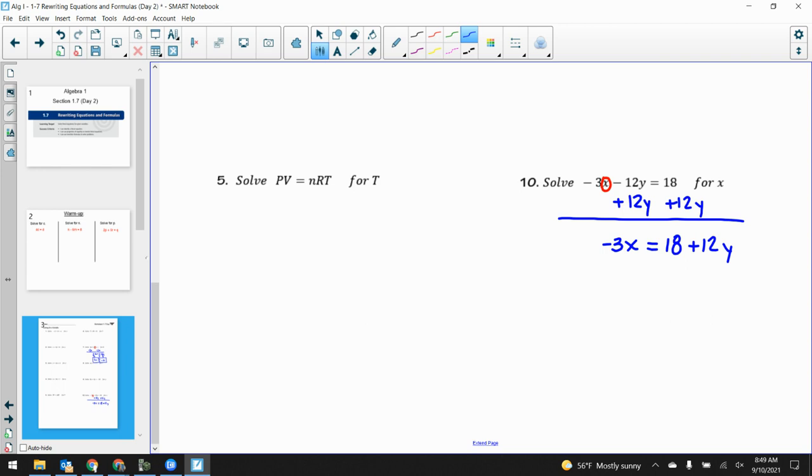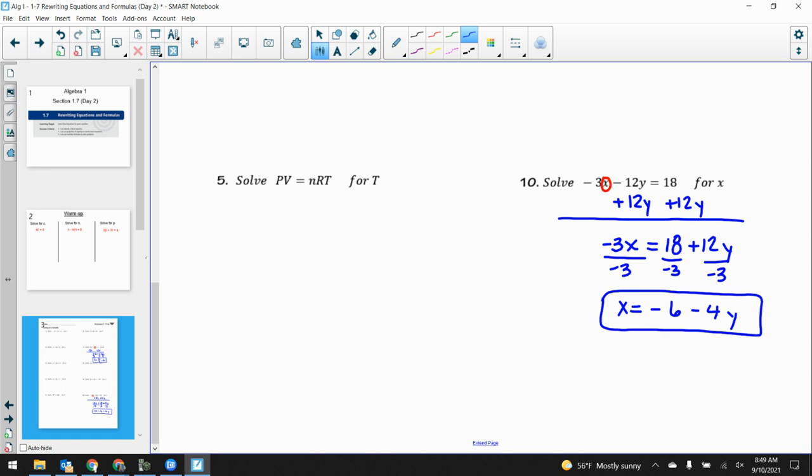Now I can divide. Now I divide by negative 3. And remember, do you see the two terms on the right side? Both of those terms need to get divided by that negative 3. Negative 3 here, negative 3 here. So x is equal to 18 divided by negative 3 is negative 6. 12 divided by negative 3 is negative 4. Negative 6 minus 4y. Each piece gets divided by negative 3.